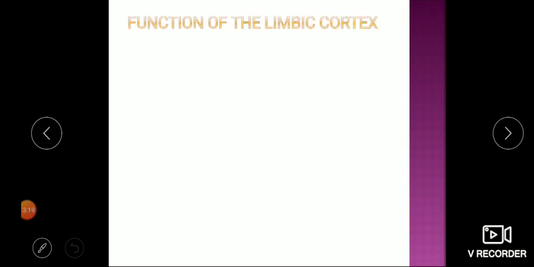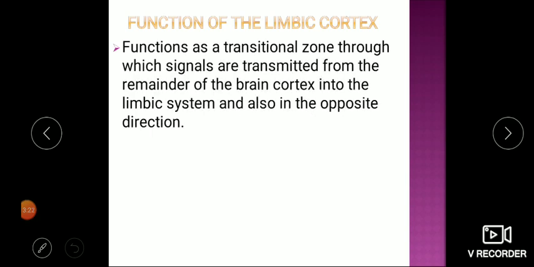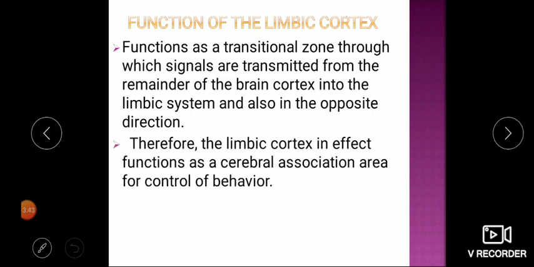Apart from this, the limbic lobe or limbic cortex is the key connectivity between the cerebral cortex and different parts of the limbic system. It functions as a transitional zone through which signals are transmitted from the remainder of the brain cortex into the limbic system and also in the opposite direction. In both directions it goes. Therefore, the limbic cortex in effect functions as a cerebral association area for control of behavior. So that is the role of the limbic cortex.